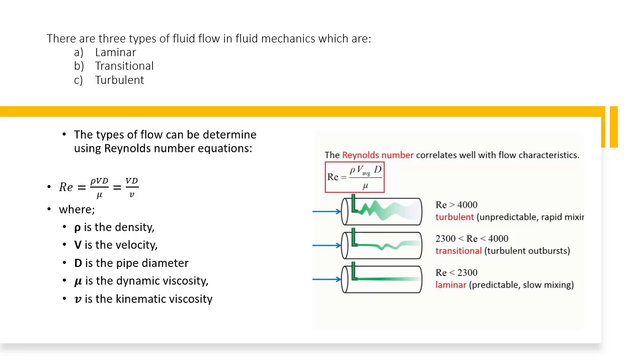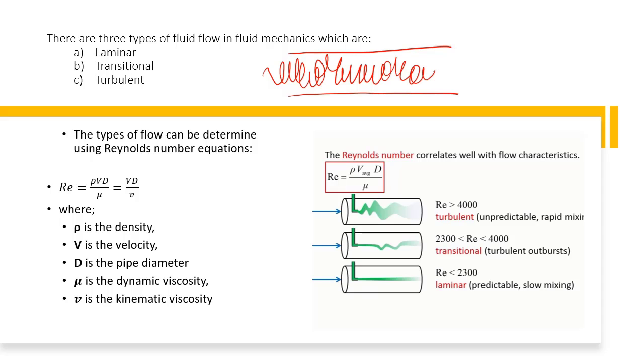If the Reynolds number is larger than 4000, then the flow in the pipe is turbulent. Turbulent means chaotic. If we have a pipe like this and a flow inside it, the flow will be moving chaotically like this. We cannot predict the characteristic of the flow.